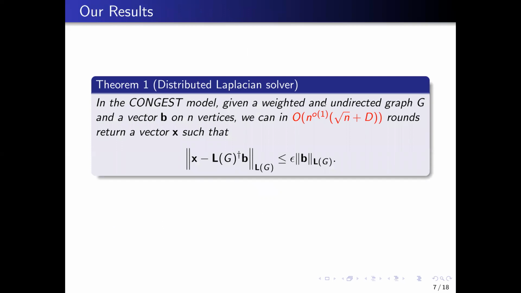Here are our results. Given a weighted and undirected graph G and vector B on n vertices, we can solve the Laplacian linear systems, LGX equals B, approximately in the congested model, with big O n to little o1 square root n plus d rounds. We also give the lower bound big omega tilde square root n plus d for solving Laplacian solver in congested model. Our upper bound matches the lower bound up to a subpolynomial factor.